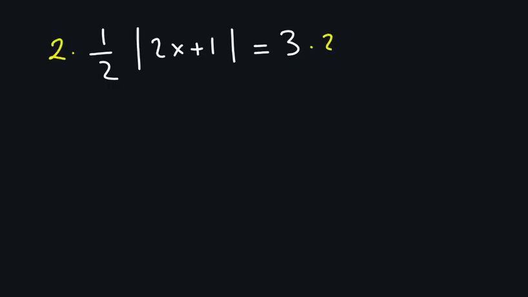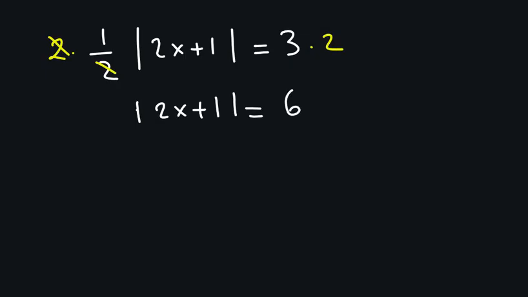Another example, 1 over 2 absolute value 2x plus 1 equals 3. So let's start with getting rid of 1 over 2. To do that, I can multiply both sides of the equation by 2. So on the left side, 2 times 1 divided by 2, so 2's are cancelled out. So I have then absolute value 2x plus 1 equals, on the right side, 3 times 2, 6.